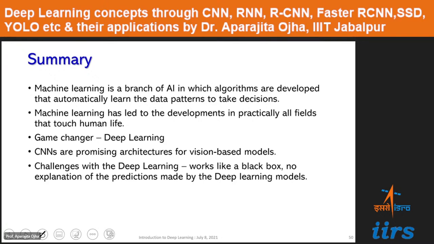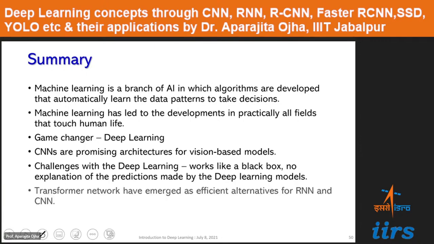So if there is some detection by the deep learning model, we do not know what could have gone wrong, which has led to this decision. So interpretability of the model is not there. They work like a black box.